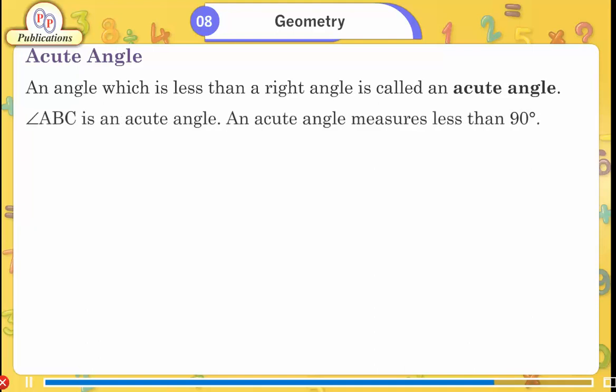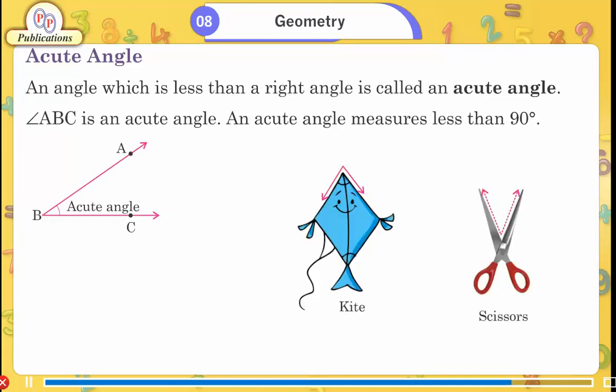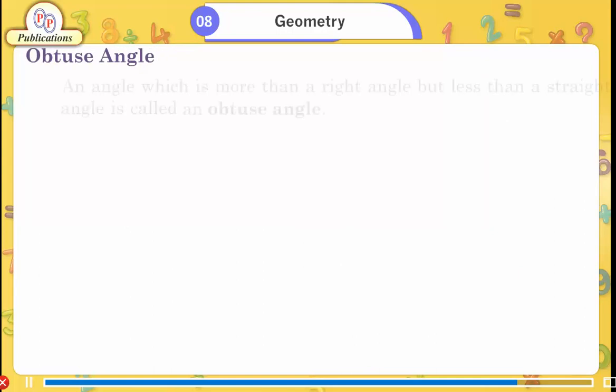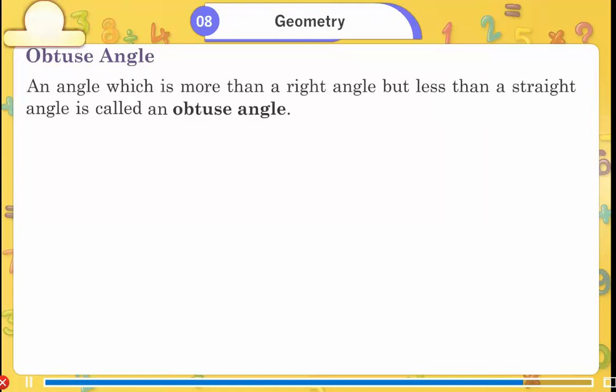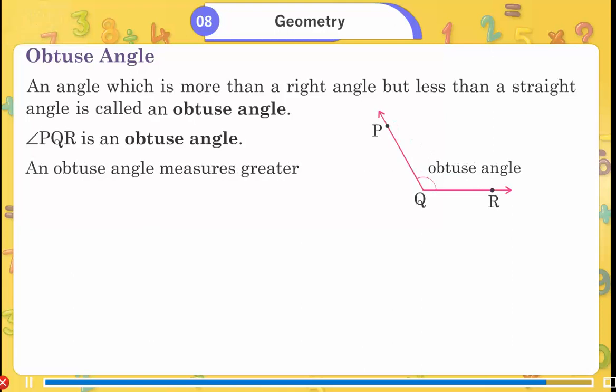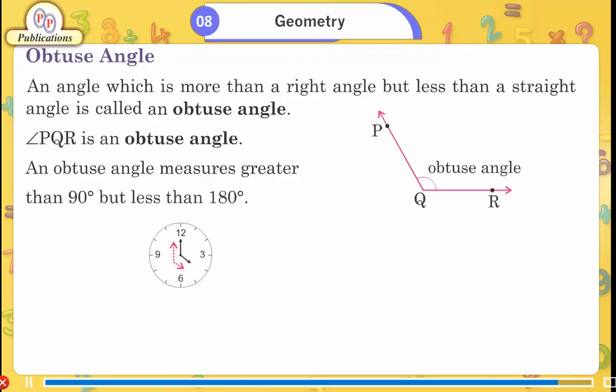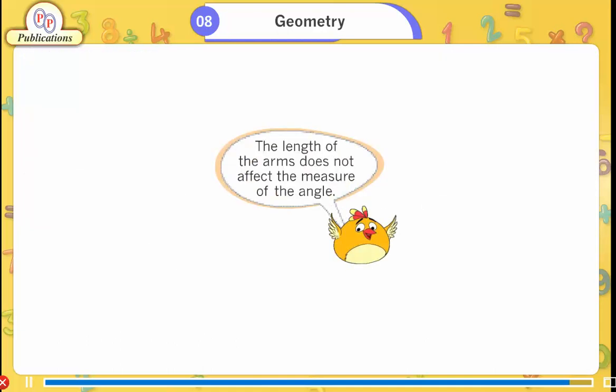Angle ABC is an acute angle. It measures less than 90 degrees. Kite, scissors. Obtuse angle. An angle which is more than a right angle but less than a straight angle is called an obtuse angle. Angle PQR is an obtuse angle. An obtuse angle measures greater than 90 degrees but less than 180 degrees. The length of the arms does not affect the measure of the angles.